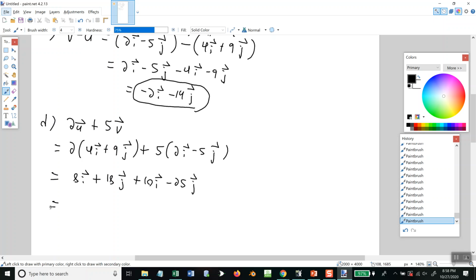Just like when you're working with algebra, you'd add together the like terms. Here you add together the like items, the i's. 8 plus 10 is 18i. Add together the j's. 18 minus 25 is negative 7j. Questions on operations?